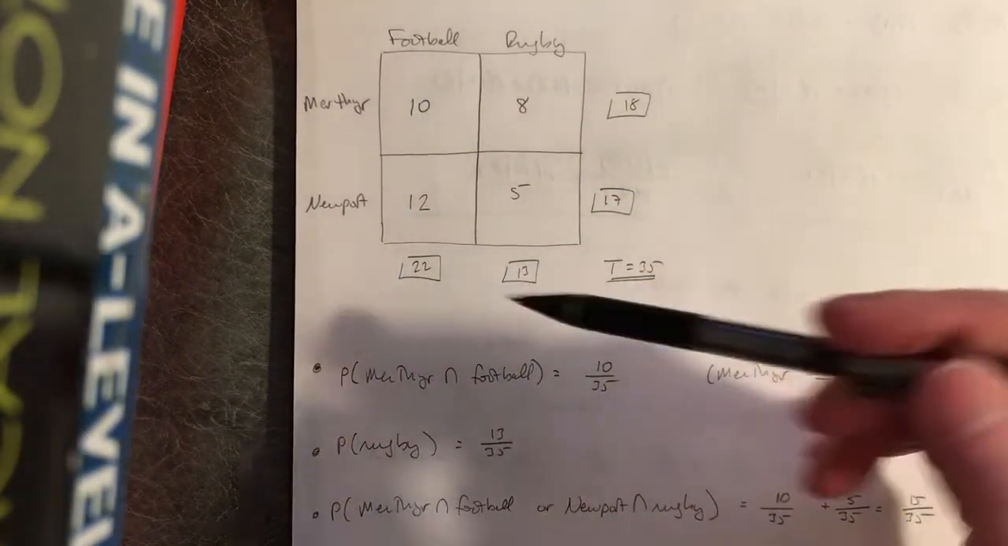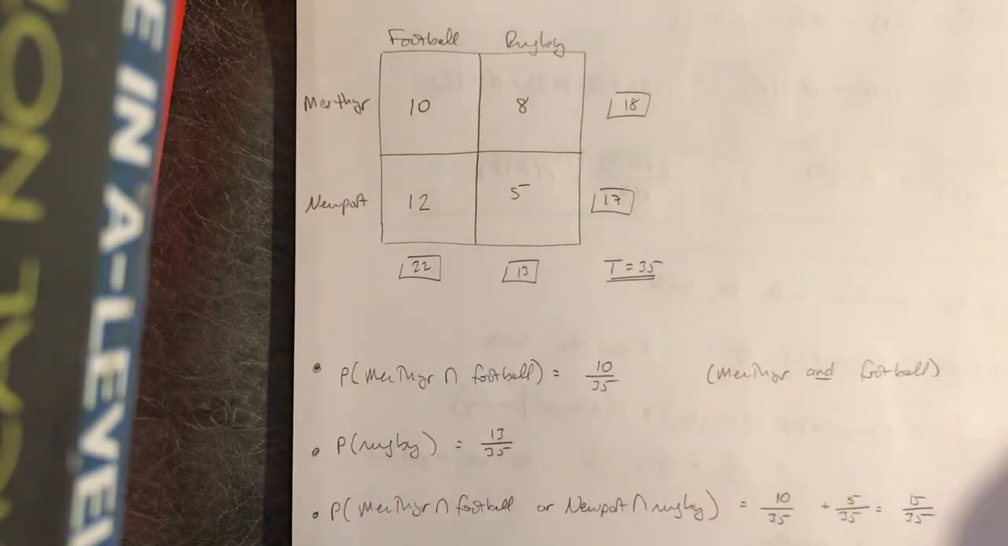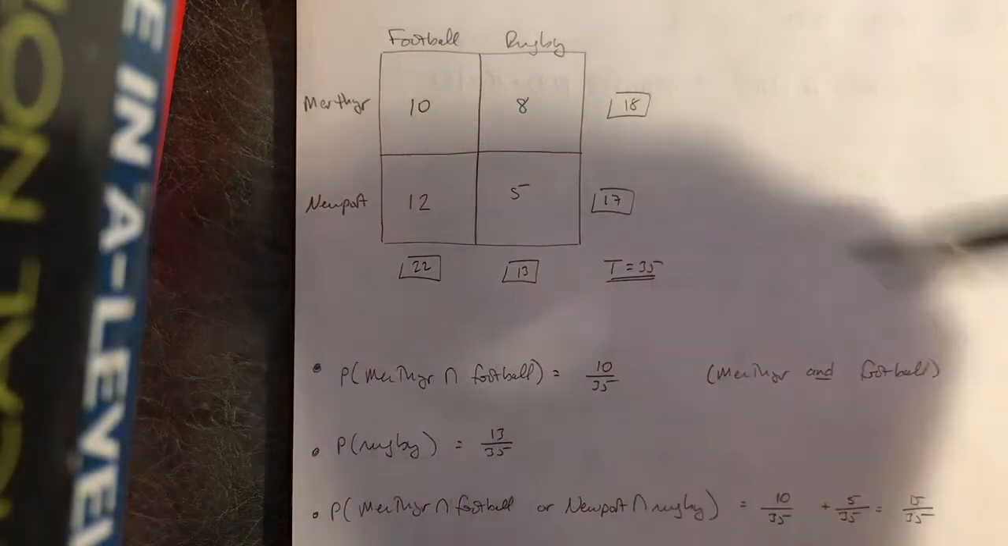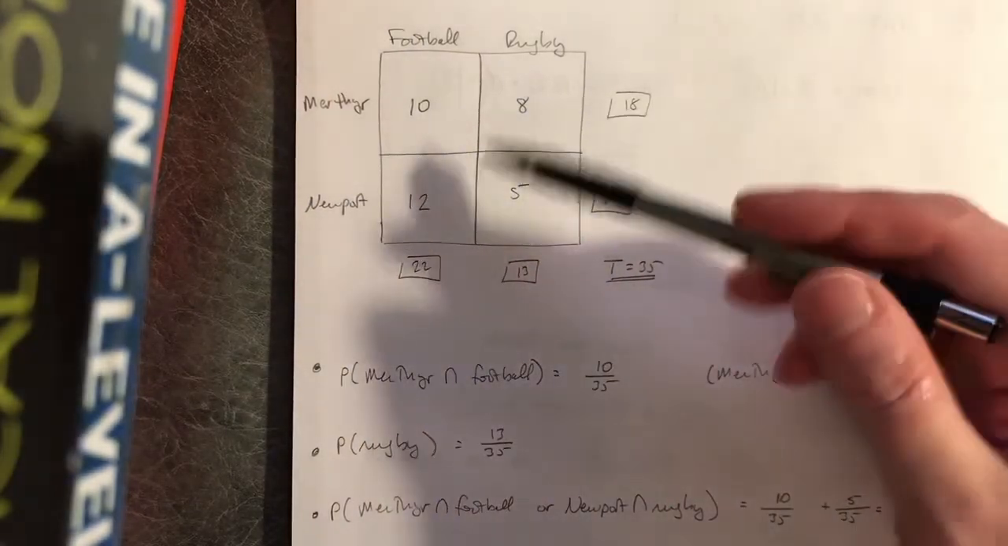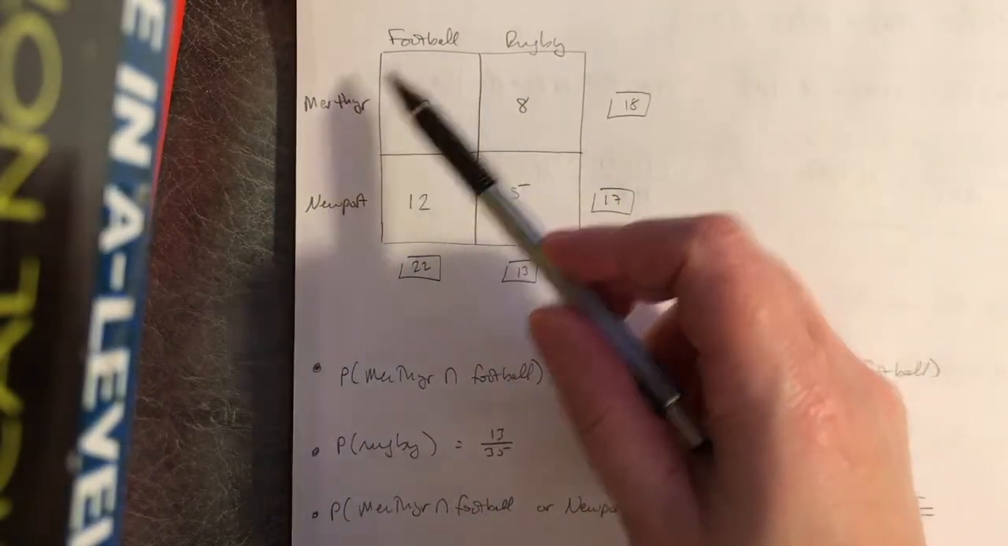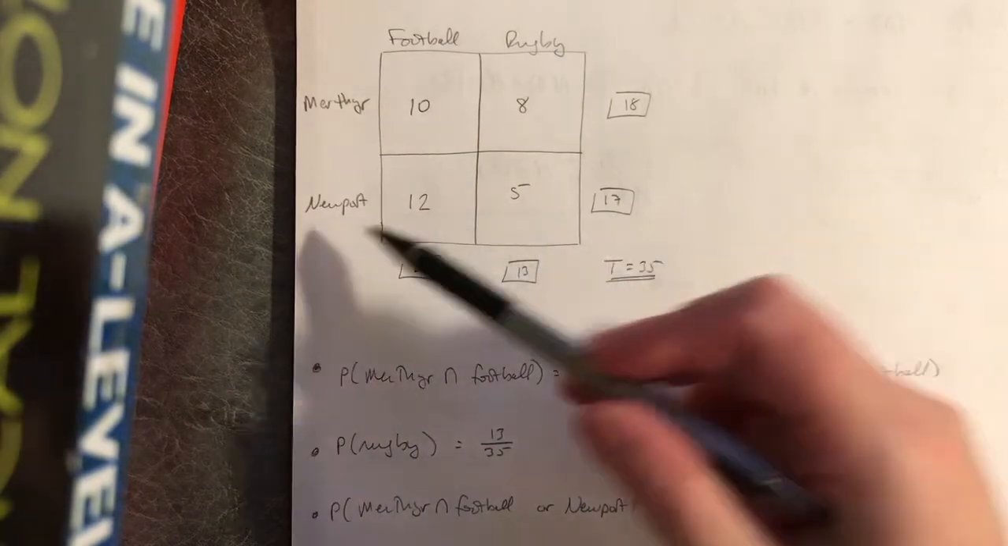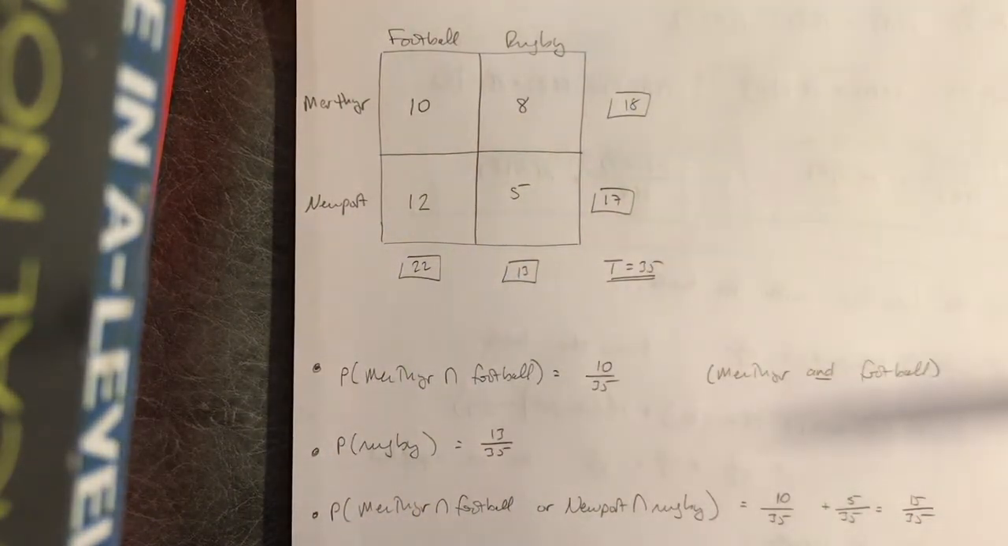The original question was something to do with male and female, and I just don't feel that's necessary these days to separate out by gender like that, especially binary gender. So let's not do that. Let's have Merthyr and Newport, football and rugby, and I just made the numbers up, and here's my grid. So 10 people are Merthyr footballers, and 5 people are Newport rugby players, and stuff and things.